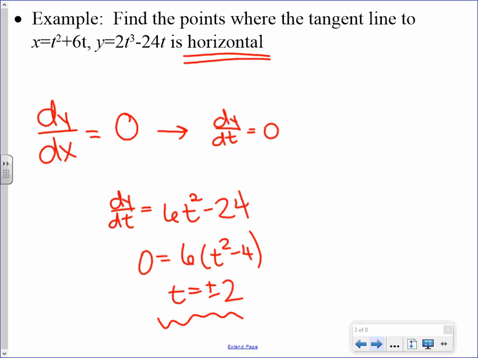Now I'm asking for the points in which we have horizontal tangent lines. Is our point 2 and negative 2? No. When t equals 2, what is x? At 2. Yep. And y? So the 240 just goes away. 32. Oh wait, yeah, so you subtract 240.